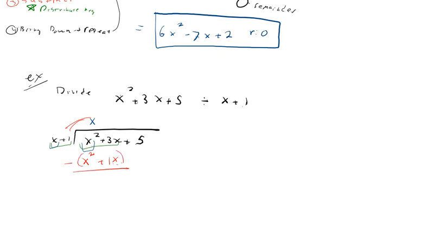I make sure I change all my signs. Plus, this is a minus, and this is a minus. Very important to change your signs. If you don't, everything gets all messed up. So flip all my signs. Then I see x squared minus x squared goes away. 3x minus 1x is 2x. And I bring down the 5.